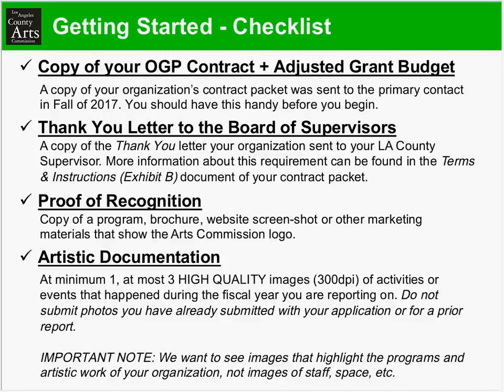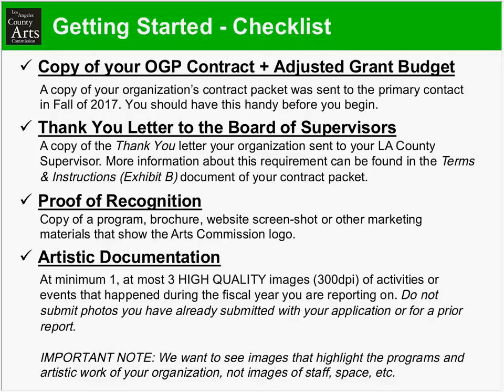And artistic documentation: at minimum 1, at most 3 high-quality images, so 300 DPI if possible. And they should be of activities or events that have happened during this fiscal year that you're reporting on. Please do not submit photos that you submitted with your application. We've already seen them. We want to see what's going on now. We want to see something that's in progress, maybe an exhibit, some rehearsals, classroom activities, events that have happened during this fiscal year. Send us some photos of those.